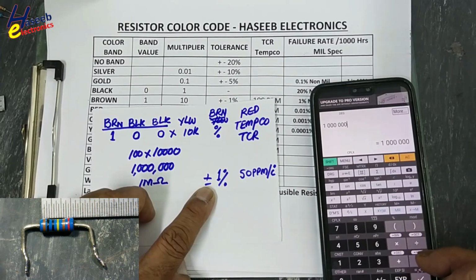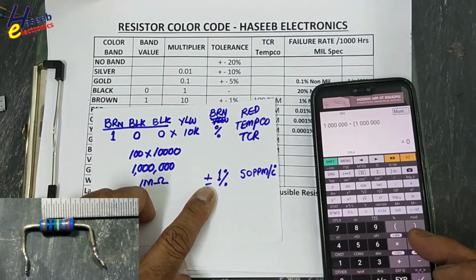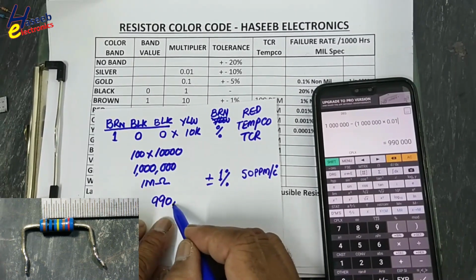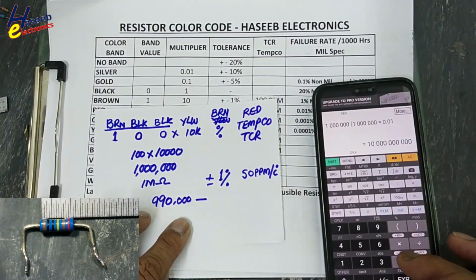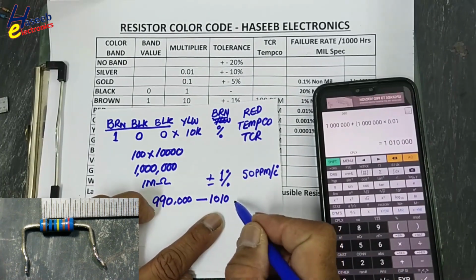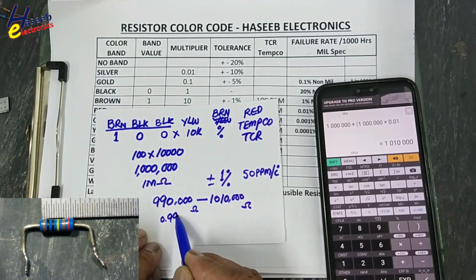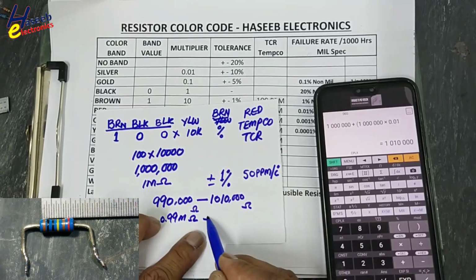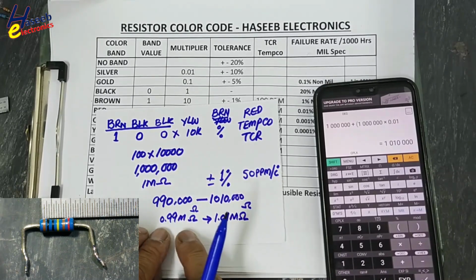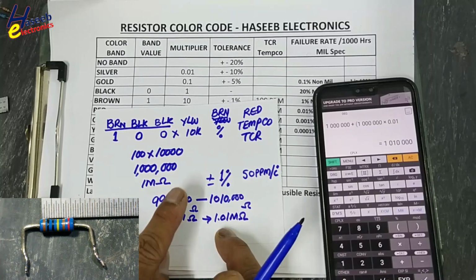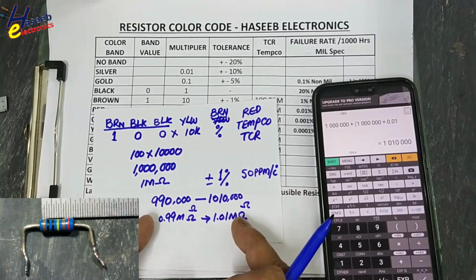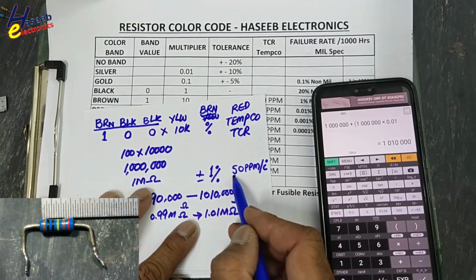1 mega ohm minus 1 mega ohm multiplied with 0.01, 990 K. On the plus side, 1.01. So 0.99 mega ohm to 1.01 mega ohm. This is the acceptable range of this resistor, that is tolerance. If this resistor is within this window, this resistor is good.